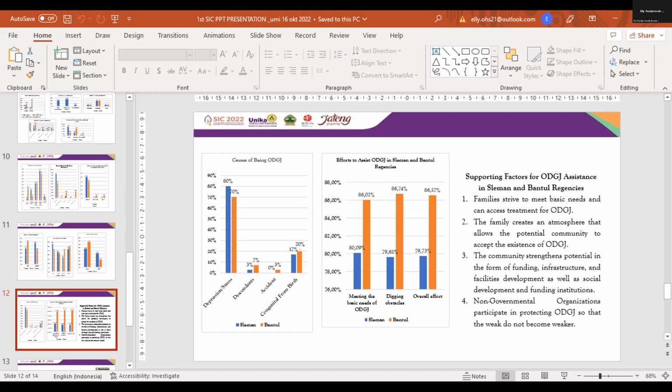Supporting factors for ODGs assistance in Sleman and Bantul Regency. 1. Families strive to meet basic needs and can access treatment for ODGs. 2. The family creates an atmosphere that allows the potential community to accept the existence of ODGs. 3. The community strengthens potential in the form of funding, infrastructure, and facilities development, as well as social development and funding institutions. 4. Non-governmental organizations participate in protecting ODGs so that the weak don't become weaker.